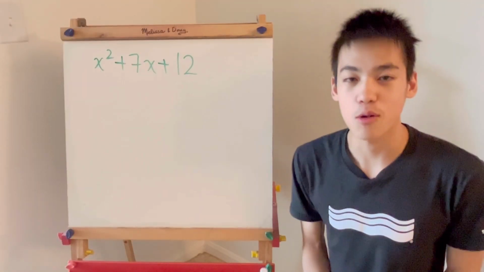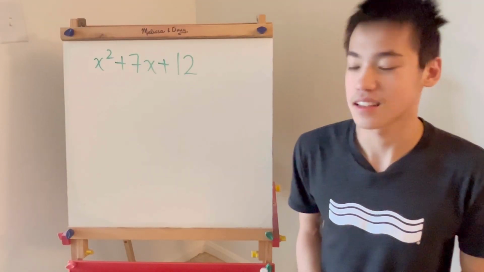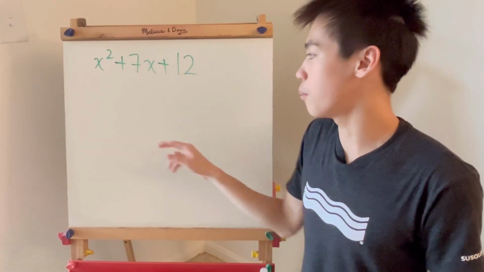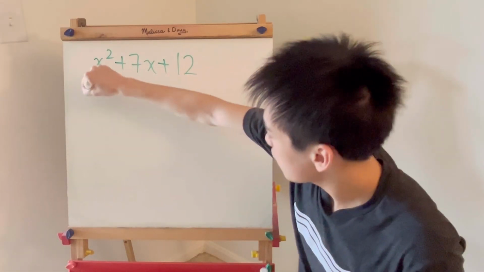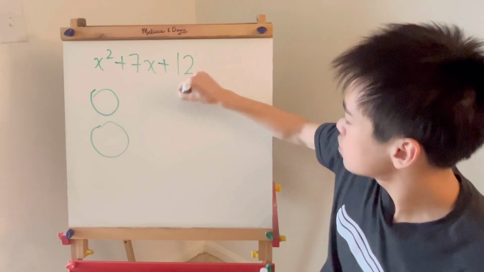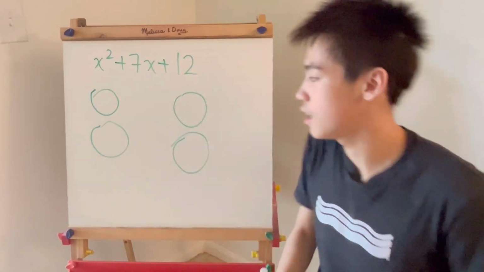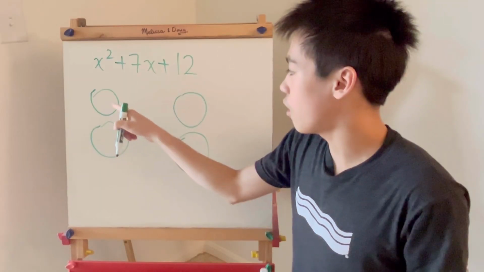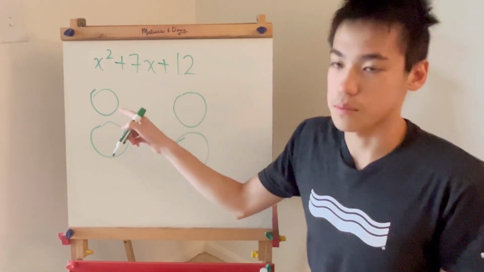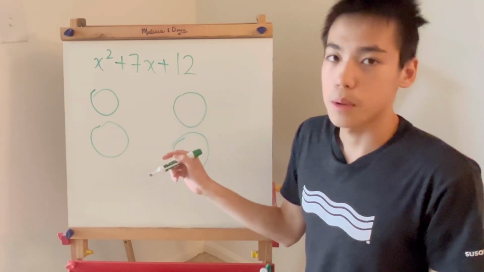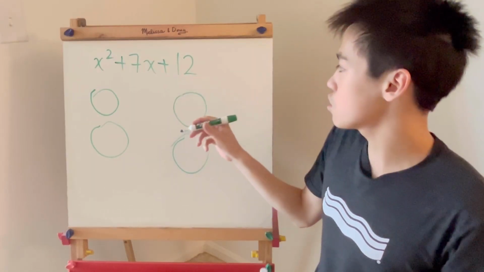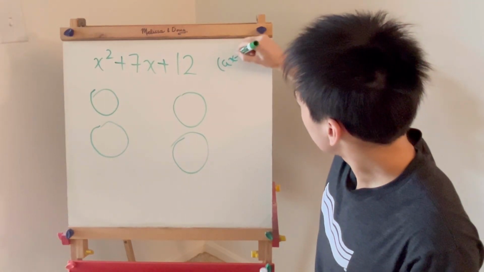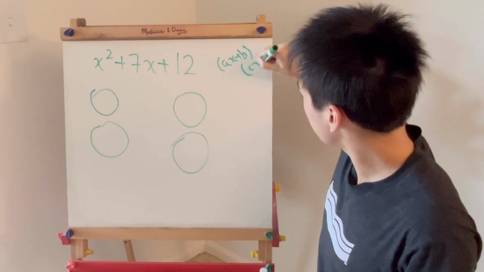Here's an easy and quick way to factor quadratics. So how this trick works is that you're going to write 4 numbers, 2 on the left-hand side and 2 on the right-hand side. And now what the 2 numbers on the left are going to be are x terms of the binomial. Because when we factor quadratics, we usually want to write it in terms of the product of 2 binomials.